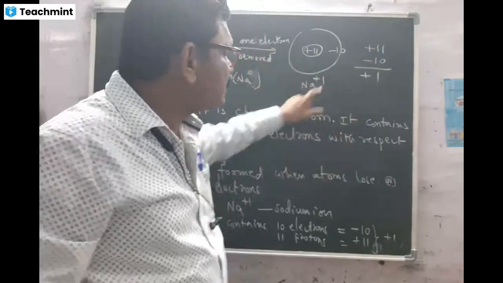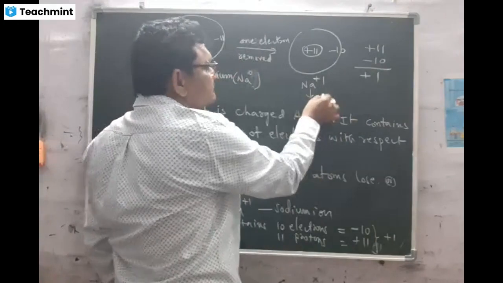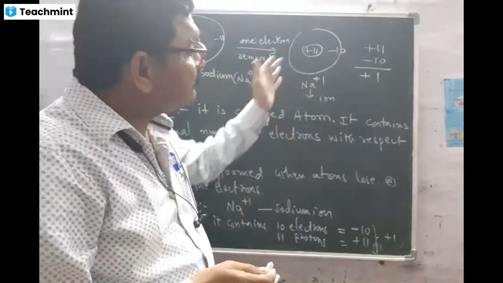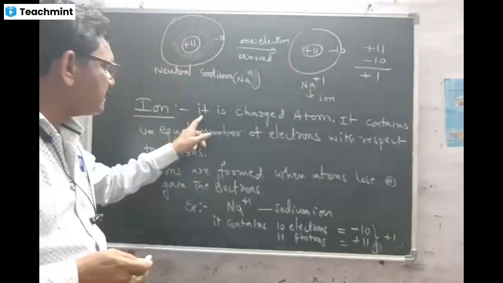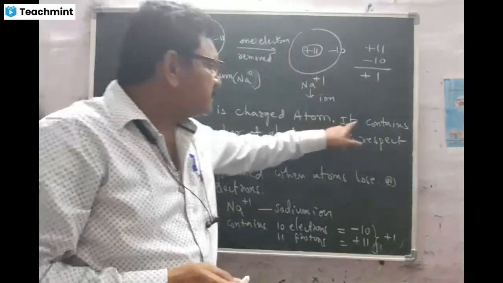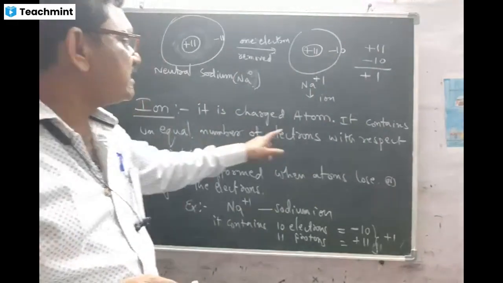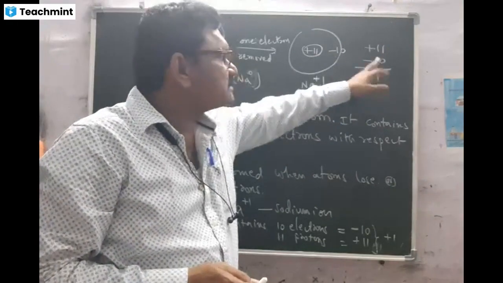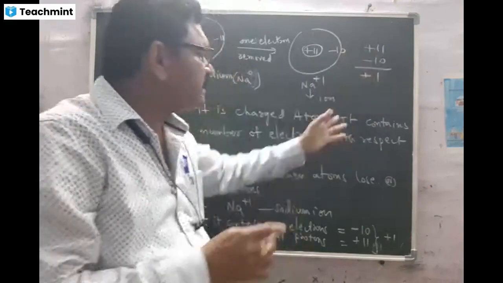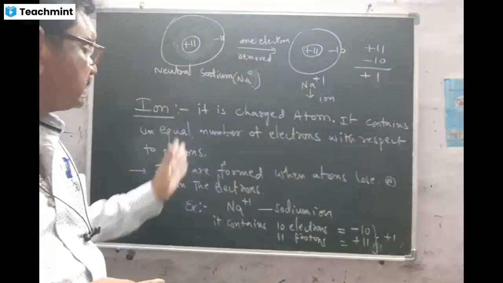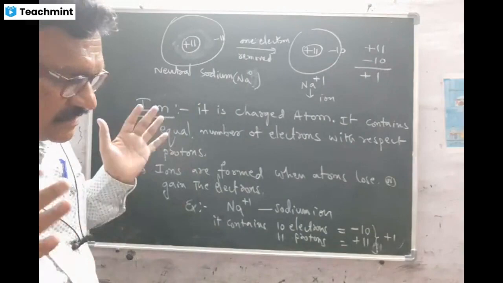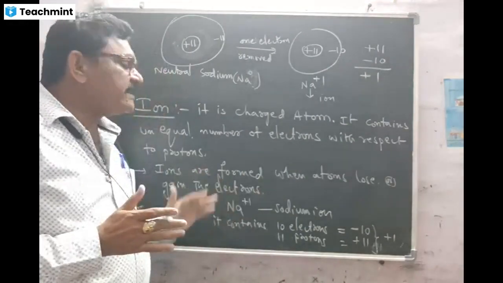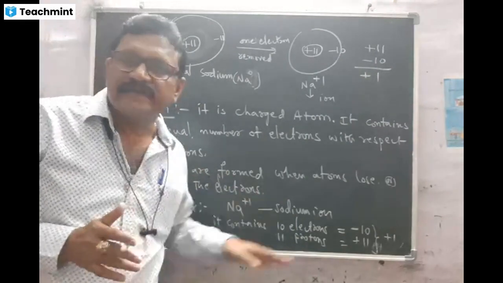So sodium plus 1, what is it? Ion. So when it loses one electron, it becomes an ion. That means, as I said here, it is a charged atom. It contains an unequal number of electrons and protons. How many electrons are there? 10 electrons. How many protons? 11. That means unequal number of electrons and protons. That is called an ion. Generally, ions are formed when atoms lose or gain the electrons.